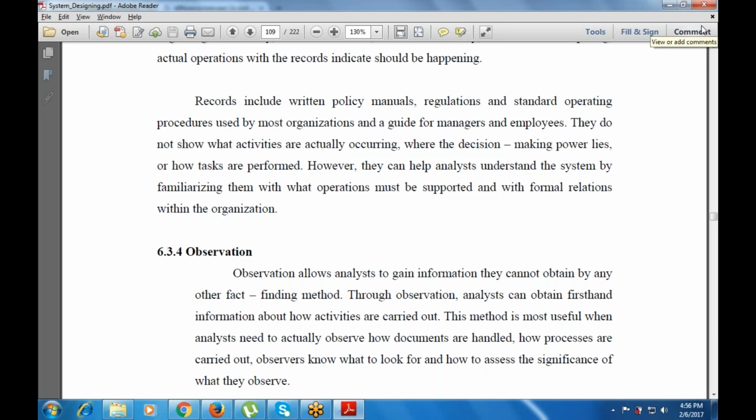And through observation, analysts can obtain first-hand information about how activities are carried out. This method is most useful when an analyst needs to actually observe how documents are handled, how they are processed, and how they are carried out. Observers need to know how to look for and how to assess the significance of what they observe.